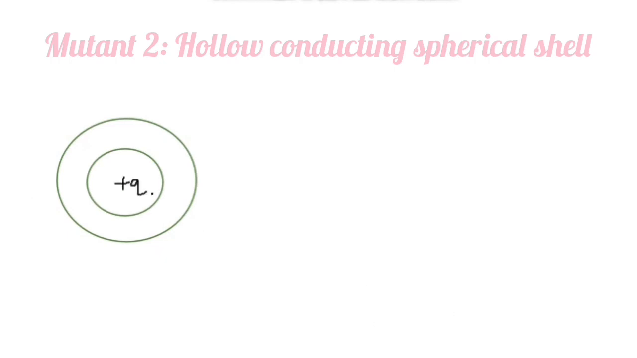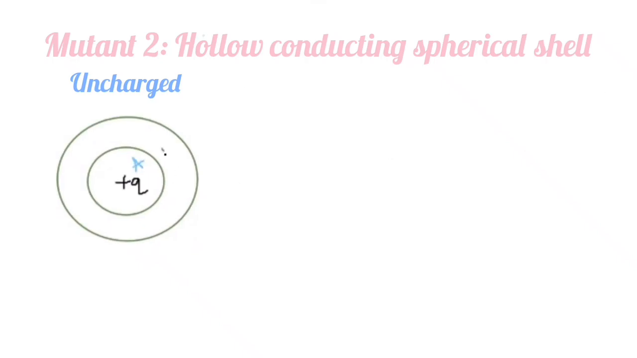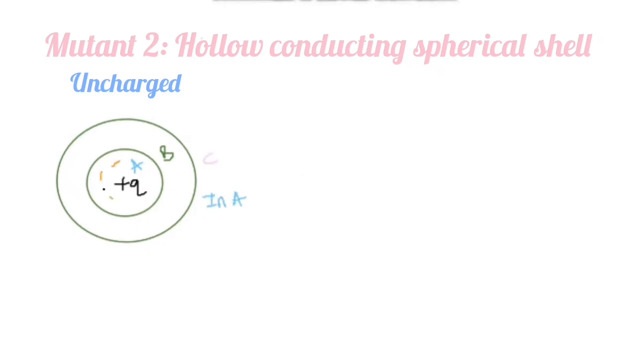The very last mutant problem we'll solve is a hollow conducting spherical shell, uncharged and charged, with a charge Q at the hollow center. So if this is an uncharged hollow conducting sphere, hollow meaning it has an empty space at the center with charge plus Q. This is region A, this is B, and this is C. If you want to find the electric field in A, you draw the spherical Gaussian surface there and follow the formula. EA is equal to charge enclosed over epsilon naught. A is the area of the Gaussian surface. Charge enclosed is the positive charge at the center, plus Q. Substitute and you will get E.